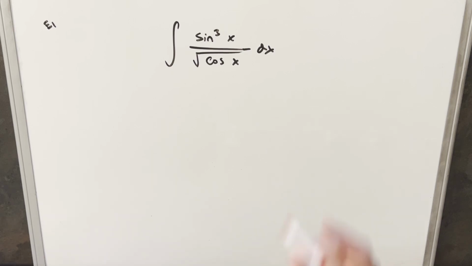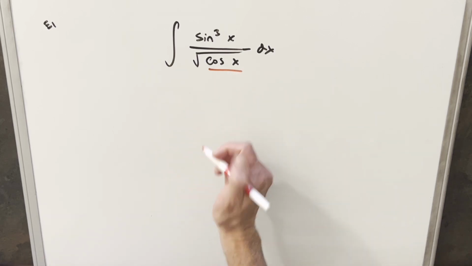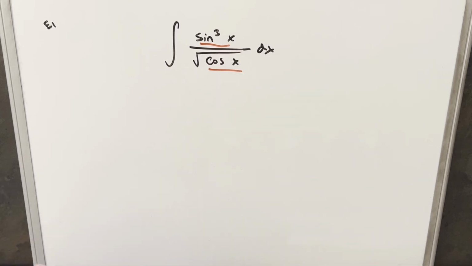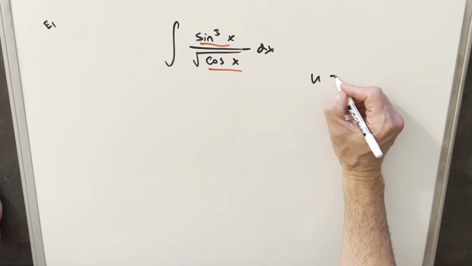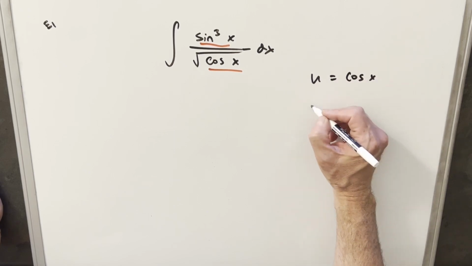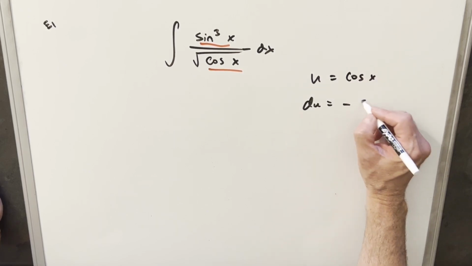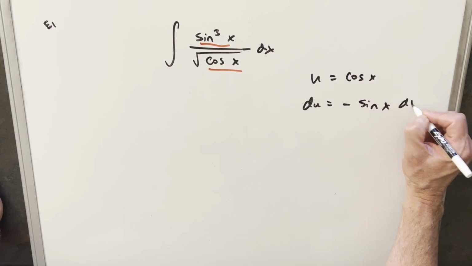Okay, right away I noticed that we've got ourselves cosine in the denominator and sine in the numerator. And this is telling me I want to try to use u substitution on this. So let's call our u value cosine of x, just noticing that our du is going to be minus sine x dx.